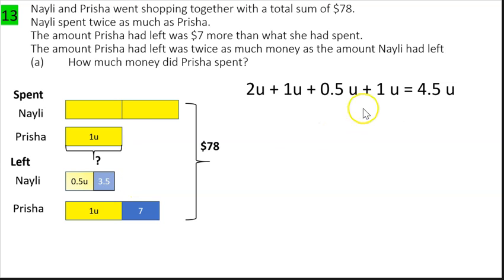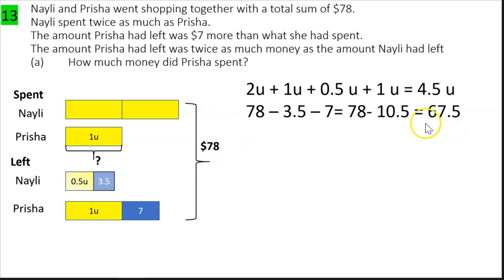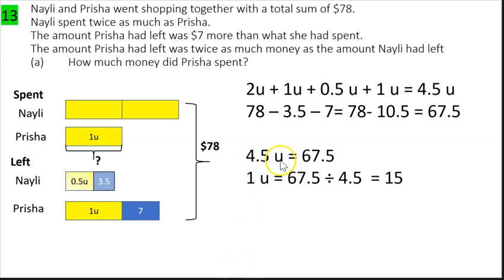In this model, we have a total of 4.5 units. 1, 2, 3, 3.5, 4.5U. Is the 4.5 units equal to 78? The answer is no. We have an extra 3.5 and 7 here. In order to find the value of 4.5U, we need to take away 3.5 and 7 from 78. That will give us 67.5. So, 4.5U equals 67.5 and 1U is equal to 15.